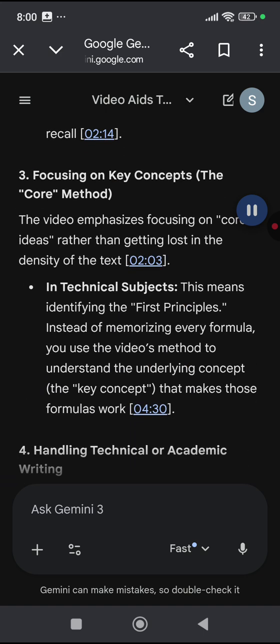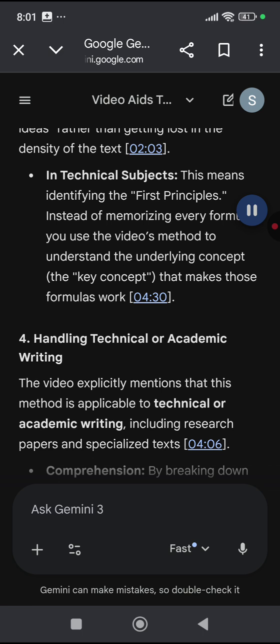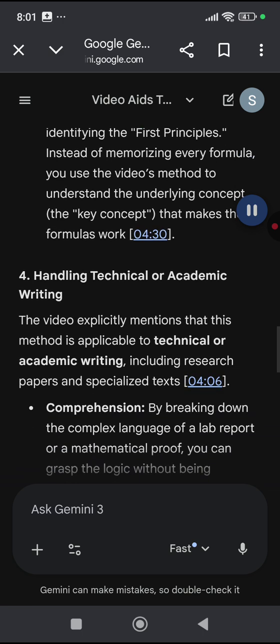3. Focusing on key concepts. The core method: the video emphasizes focusing on core ideas, rather than getting lost in the density of the text. In technical subjects, this means identifying the first principles. Instead of memorizing every formula, you use the video's method to understand the underlying concept, the key concept that makes those formulas work.